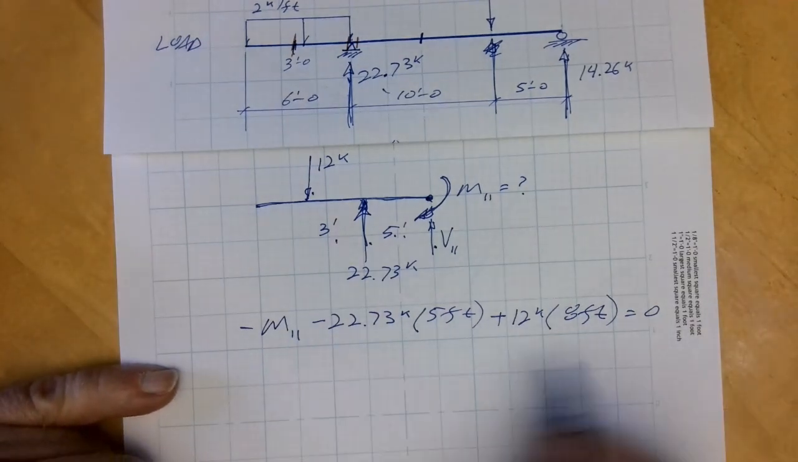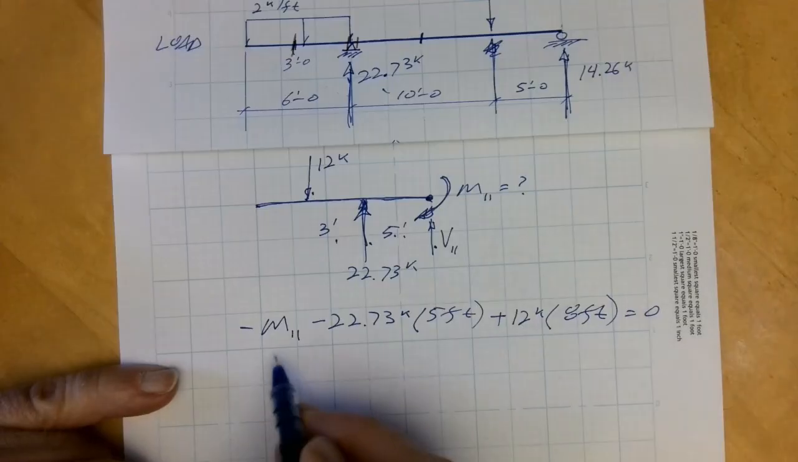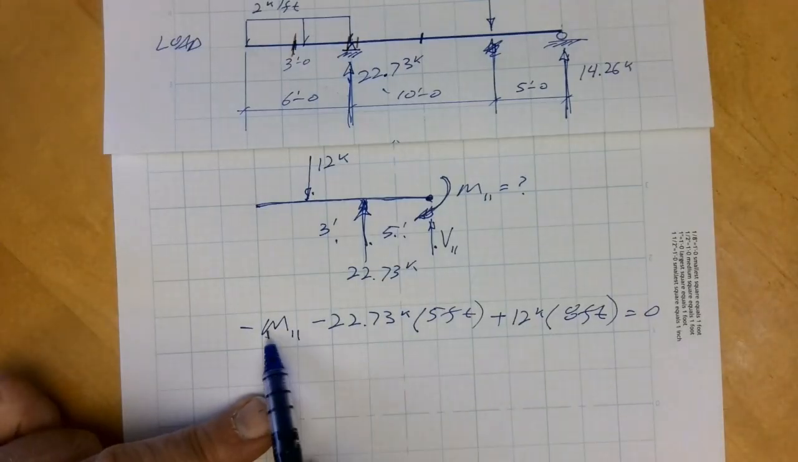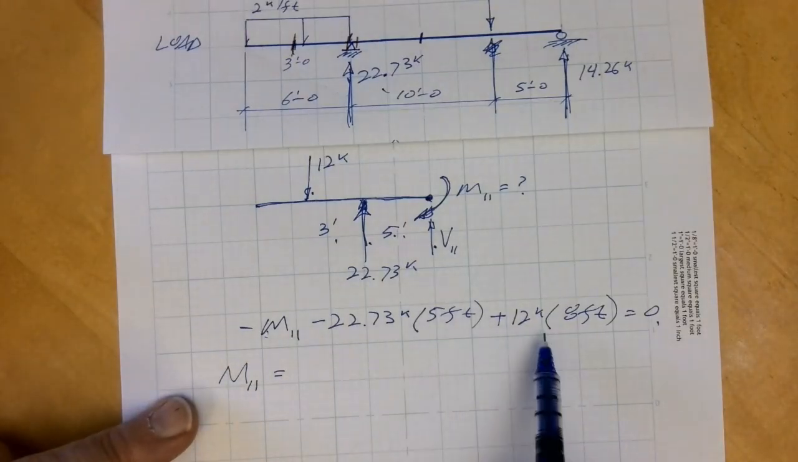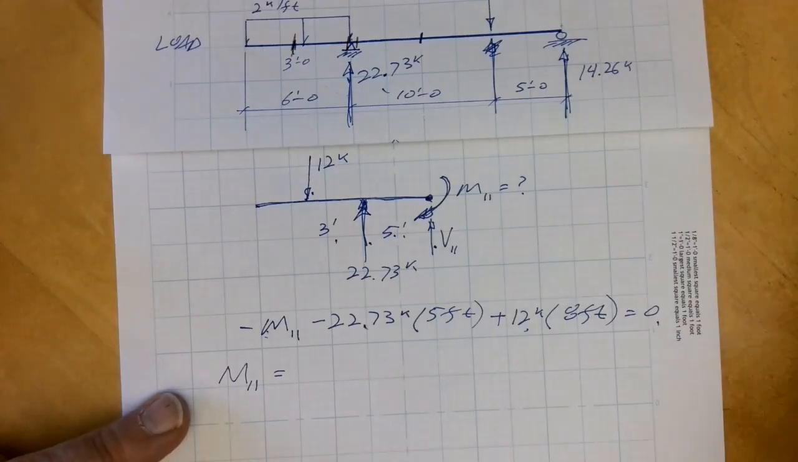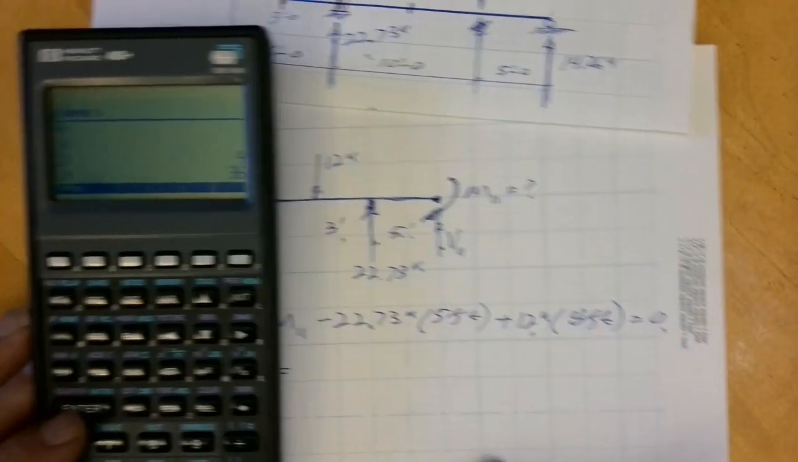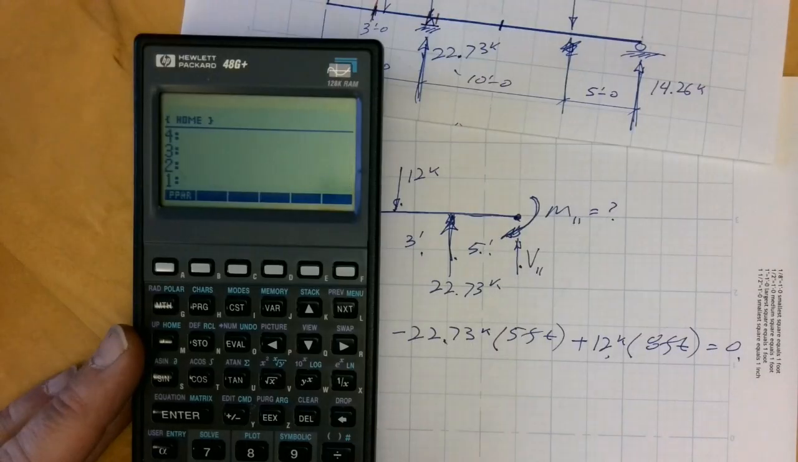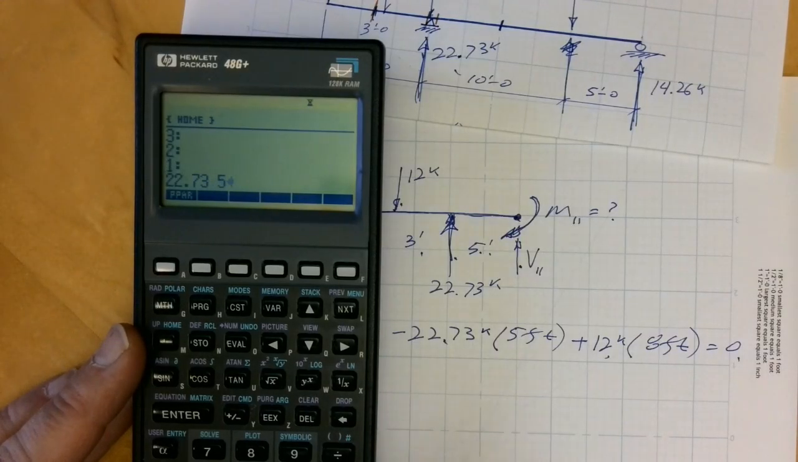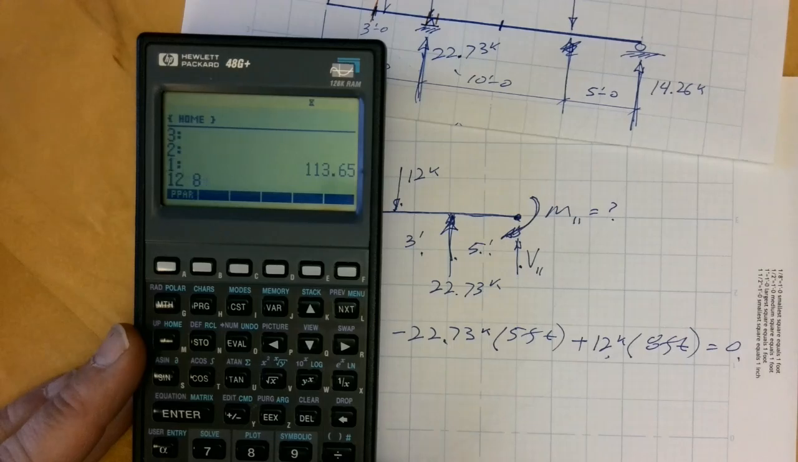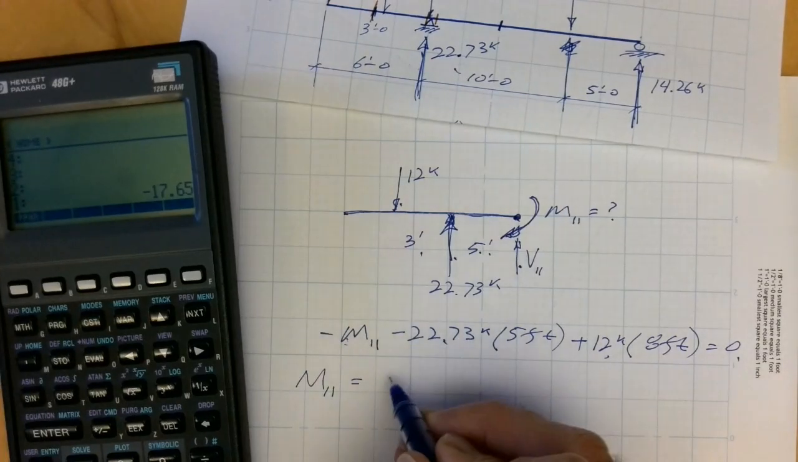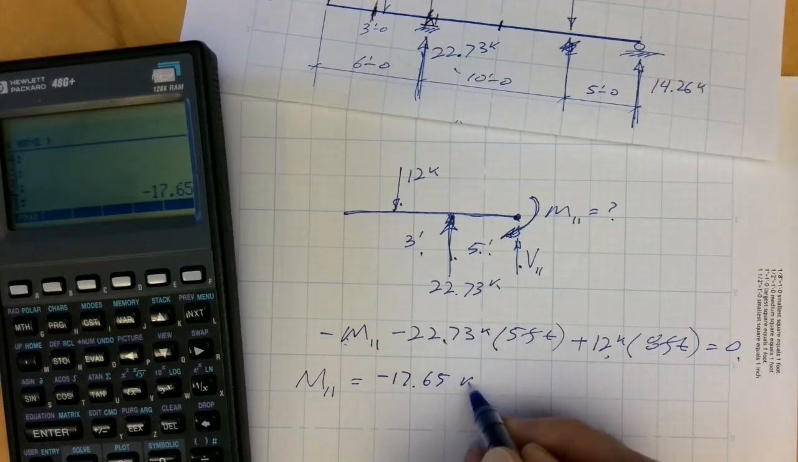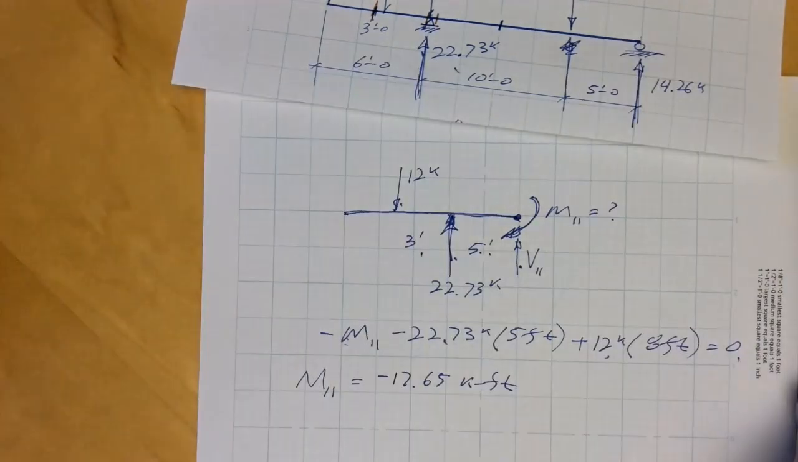Let's see, so let's move the moment over to here. It makes it positive, and then write that on the left. And then I'm going to have this minus that, and we'll see what number we get. So 22.73 times 5, and that's actually subtracted. So I end up with negative 17.65 kip feet. Okay.